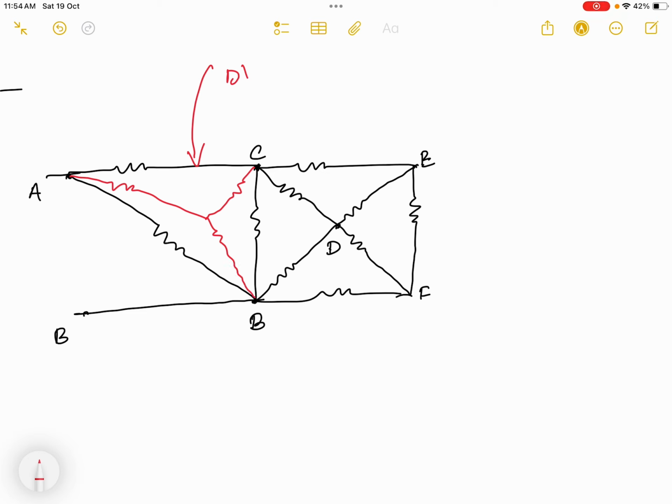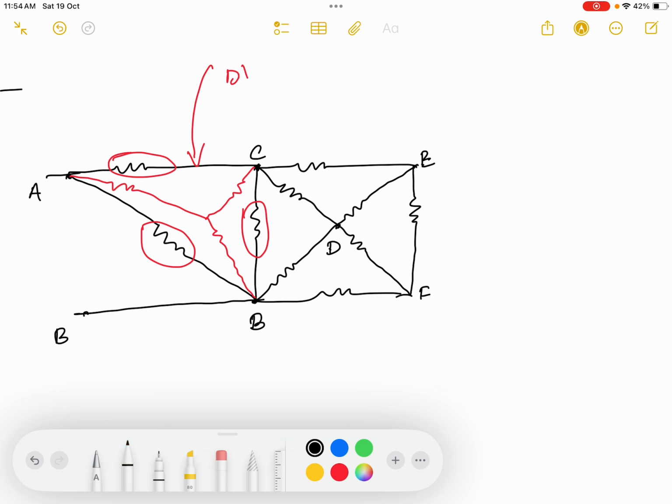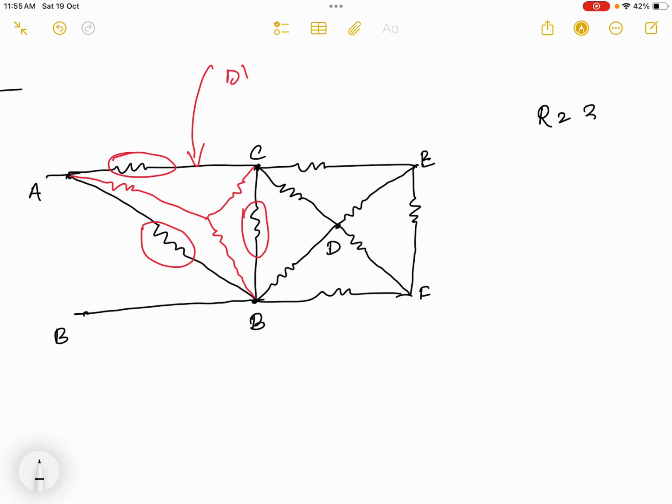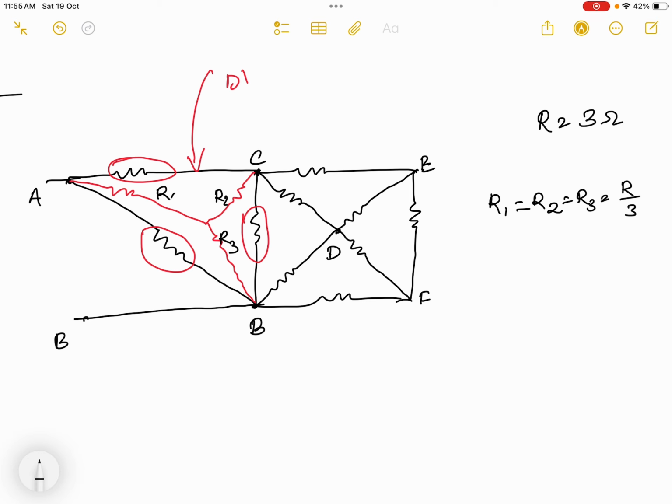Okay, so once it is decomposed, this portion and this portion will be removed. Now you can see the R value is 3 ohm. This is R1, this is R2, and this is R3. So I can find R1 equal to R2 equal to R3 equal to R by 3. That means for the new star I got from this delta, each resistance value is 1 ohm.